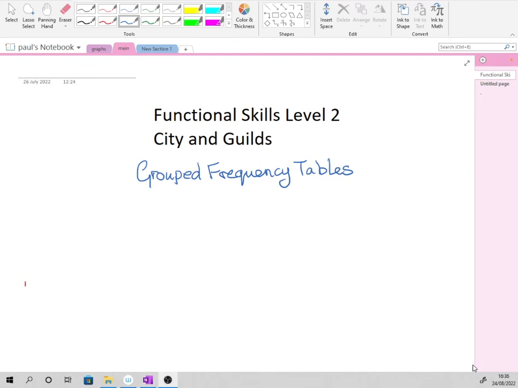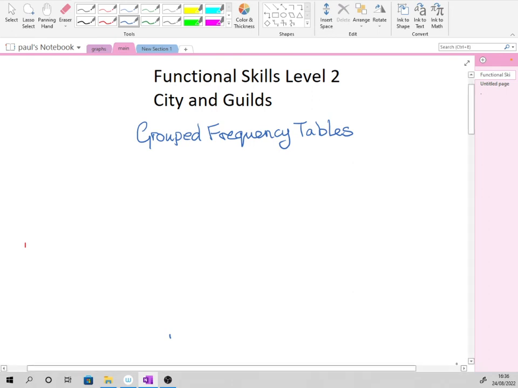Right, here we go. The next one up is grouped frequency tables. Now this is pretty much the same as a frequency table with that extra little bit that we have to do. And we mustn't get confused between frequency and grouped frequency tables. There is a little bit extra that we have to do.